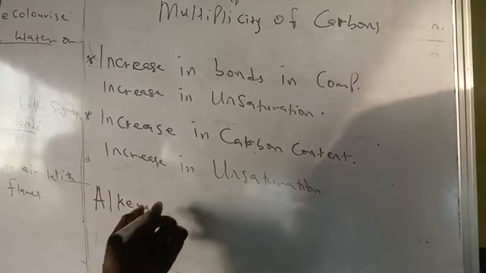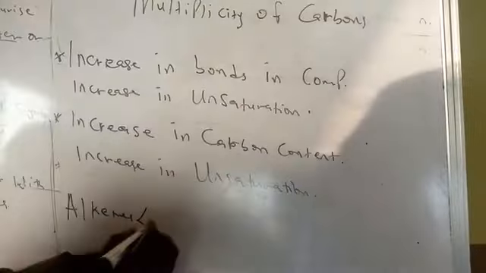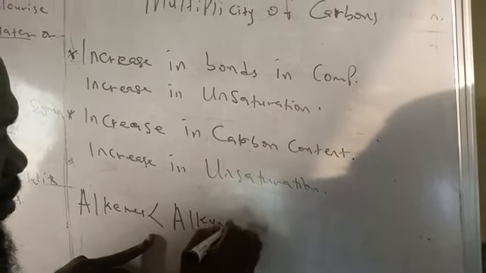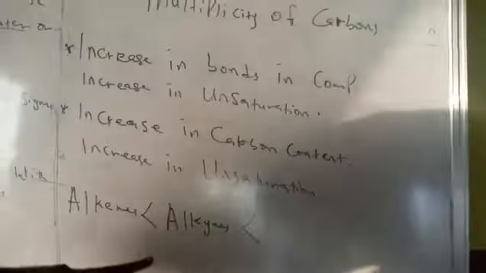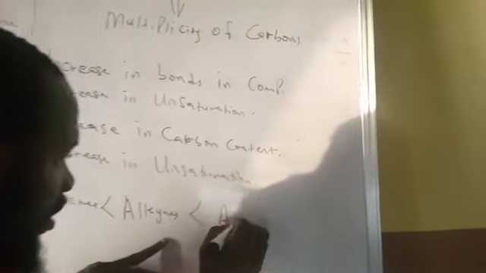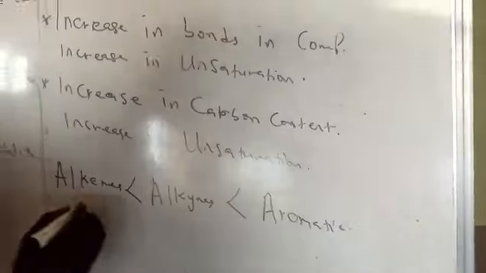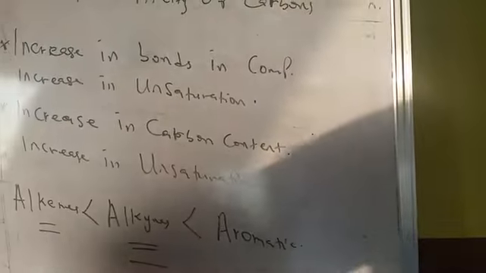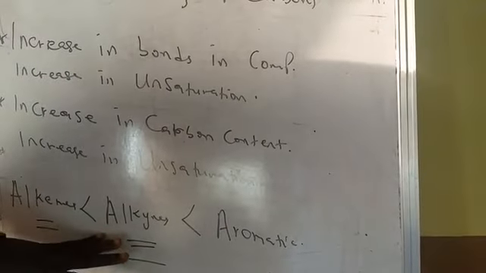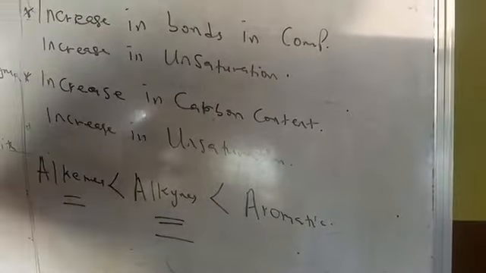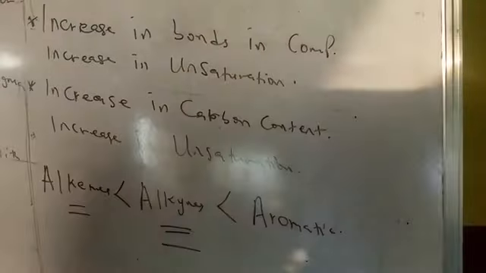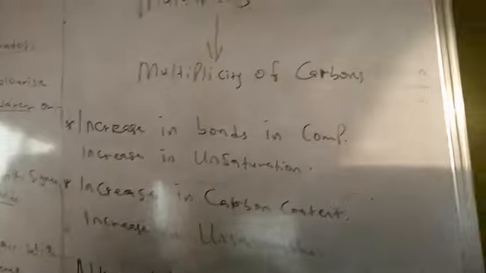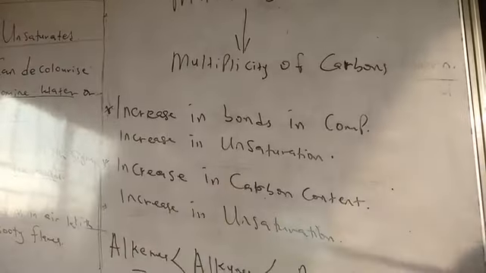An example is the alkene family. The alkene family is less unsaturated compared to the alkyne family, and the alkyne family is less unsaturated compared to the aromatic compounds. The alkenes contain the double bond, alkynes contain triple bonds, and aromatic compounds are naturally more unsaturated because of the carbon content. Now, let's give data on the level of unsaturation.